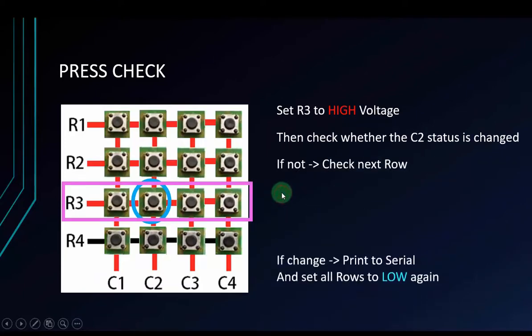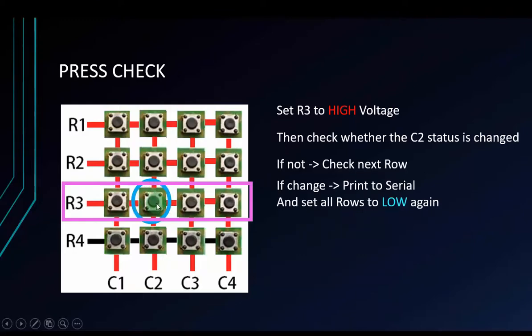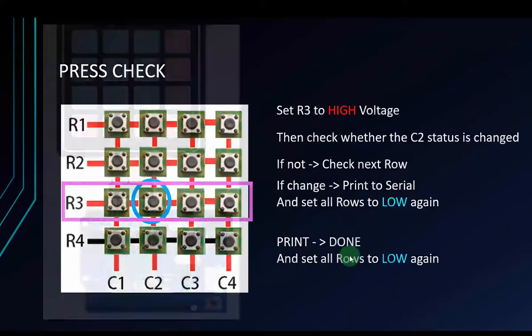At this time we see, because I pressed the key 8 and key 8 is on row 3, when I set row 3 to high voltage, column 2 will receive the high signal. So if it changes, we print it. Now I will bring the key 8 to the serial monitor and then set all rows to low again. In this step we print and then we are done. But if I press a key on the last row, we have to check it.